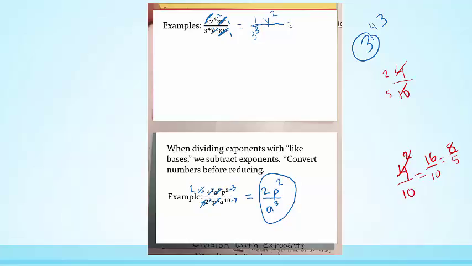And then last but not least, 3 cubed is not a very big number. So I'm just going to write y squared on top. Remember, you don't need a 1 in front of a letter. That's not necessary. And 3 times 3 times 3 is 27. And that's it.